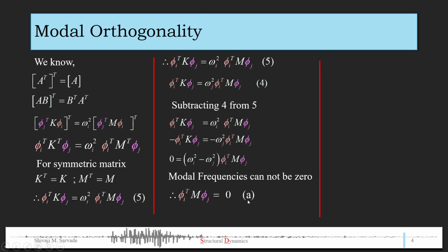Now we can substitute this back in equation number 5. So if I substitute A in equation number 5, the right hand side becomes omega i square into 0, because phi i transpose M into phi j is 0. So we are having phi i transpose K phi j equal to 0. That is indicating mode shapes are orthogonal to each other with respect to mass matrix and stiffness matrix. This orthogonality property is very useful while analyzing multi-degree of freedom systems using modal superposition method.